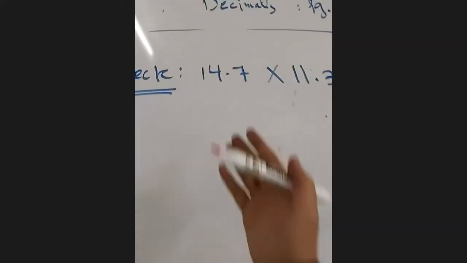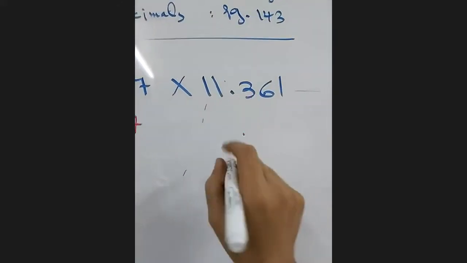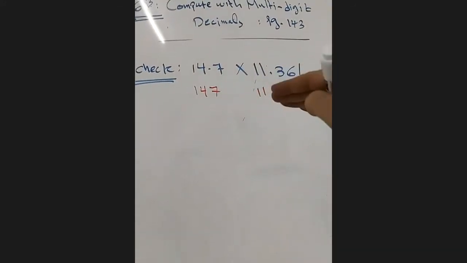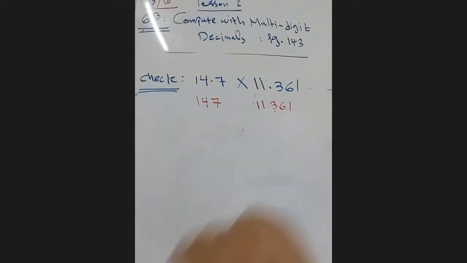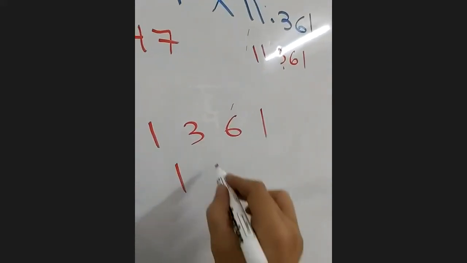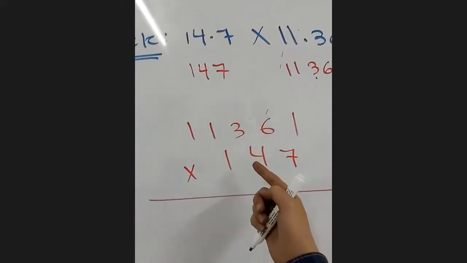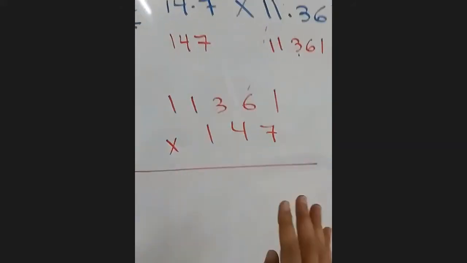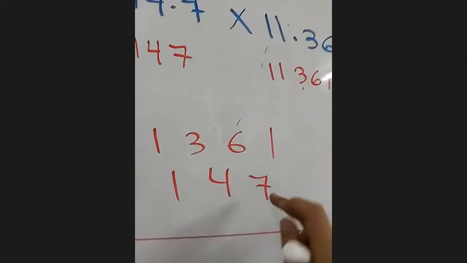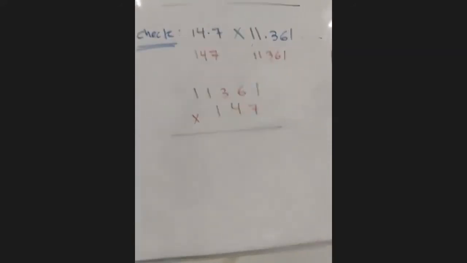Now this number without decimal is 147. This number without decimal is 11361. Now I'll put the second number up because it has more digits. So 11361 multiply 147. And here no need for the 7 to be under the 1 or the 4 to be under the 6. Why? Because we are not aligning in multiplication. In multiplication, we multiply this down with all of the up. So no need to align very well.